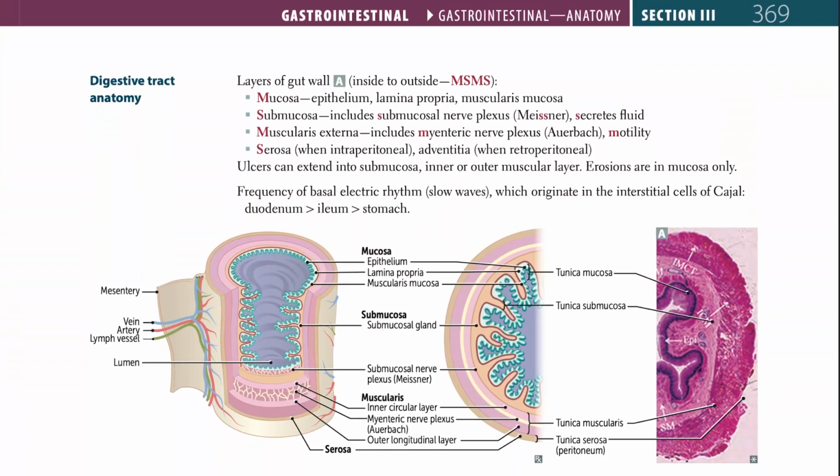Coming to the next thing, what do we have here? We have digestive tract anatomy, MSMS. You have the mucosa, submucosa, muscularis externa, and serosa. The important thing is the mnemonic MSMS. S is for mesenteries, S is for secretion, and then you have the other M. M is for mesenteric, M for motility. So that's how you're going to know that. In this MSMS, that's basically the mnemonic. S for mesenteries, S for secretion.